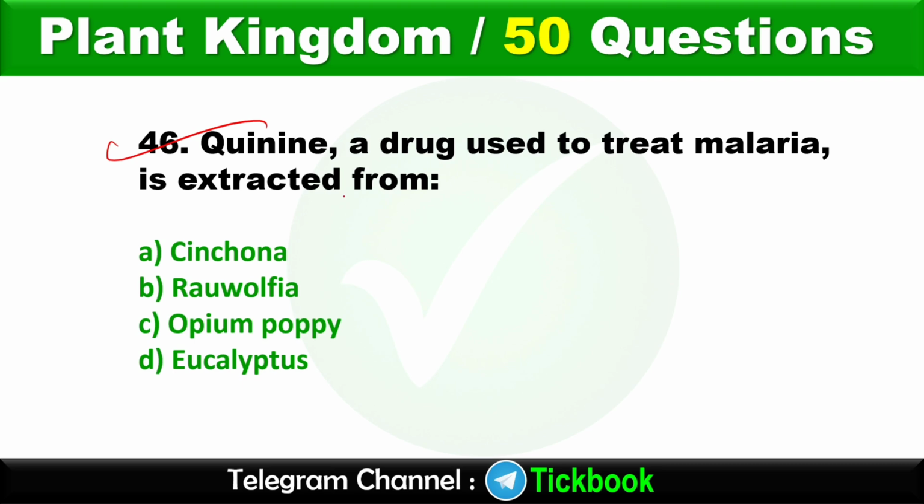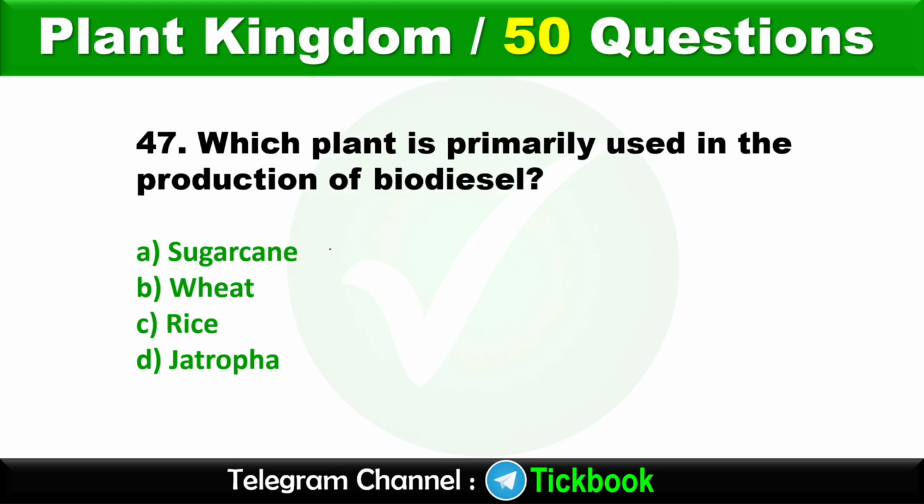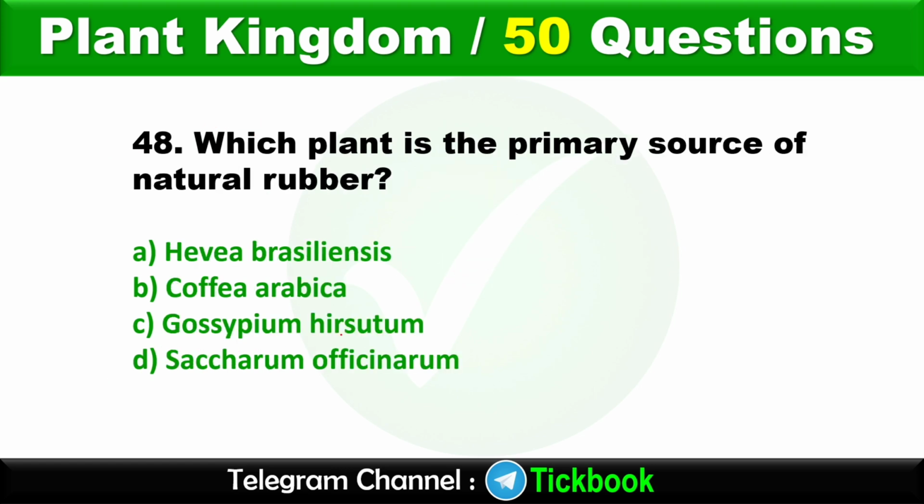46. Quinine, a drug used to treat malaria, is extracted from? Important question. Option number A, cinchona. 47. Which plant is primarily used in the production of biodiesel? Option number D, Jatropha. Jatropha is the right answer.